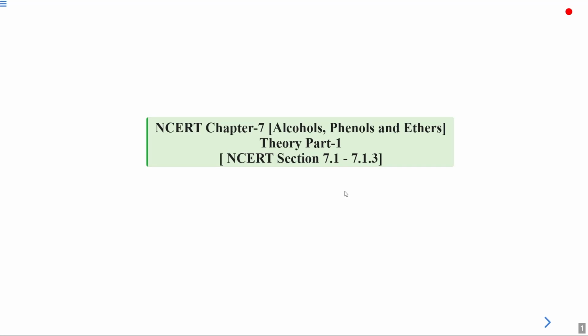Hello everyone. Today we are going to see the theory part 1 of the chapter Alcohols, Phenols and Ethers. So let's begin today's topic. NCERT chapter 7 Alcohols, Phenols and Ethers theory part 1, and specifically we are going to cover today the NCERT section 7.1 to 7.1.3.